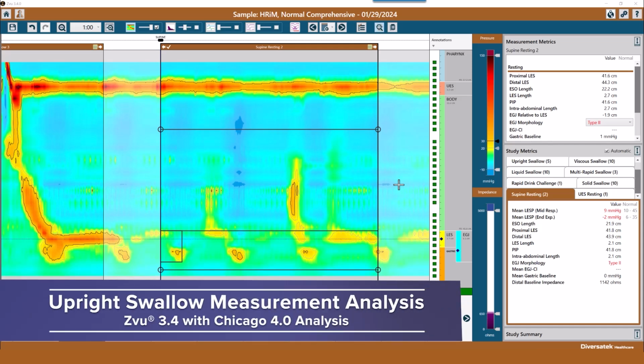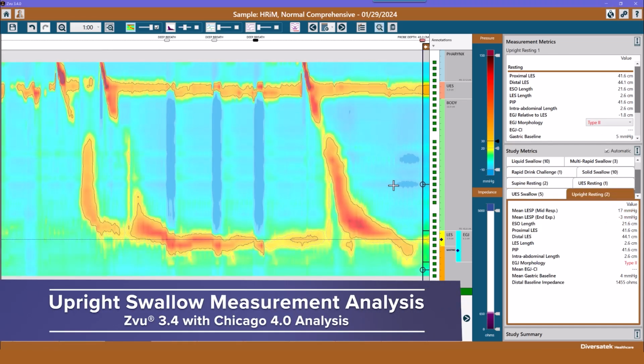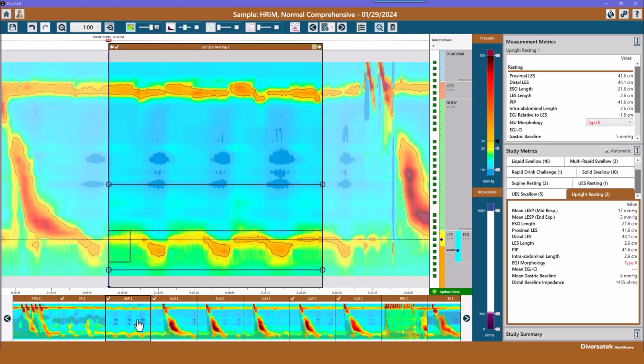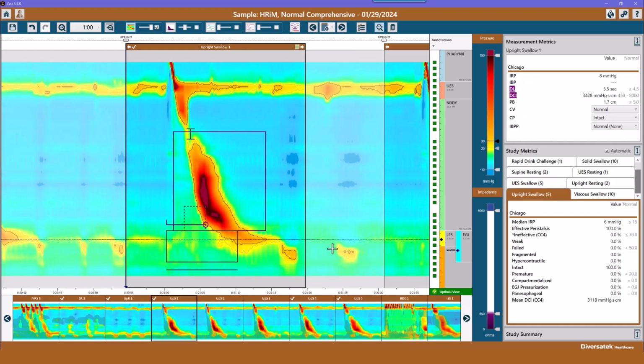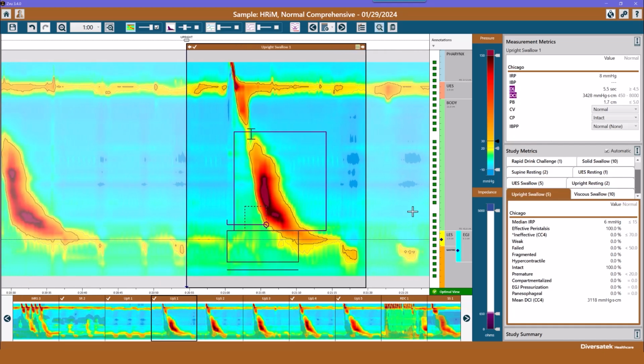After all supine swallows have been acquired, the patient is moved to the upright position. An upright resting measurement is acquired, and this measurement is edited similarly to the supine restings. Upright swallow measurements are edited similarly to the supine liquid swallows.